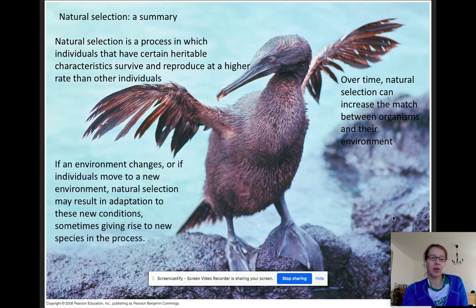And if an environment changes, or if individuals move to a new environment, there might be different selective pressures, right? So natural selection can result in different adaptations. Just because an adaptation exists in one place because it's an advantage doesn't mean that same trait will be advantageous in another location. So that's why, if a smaller population moves to a new place, when we're looking at speciation, it's going to have different selective pressures, and those different selective pressures can result in speciation.